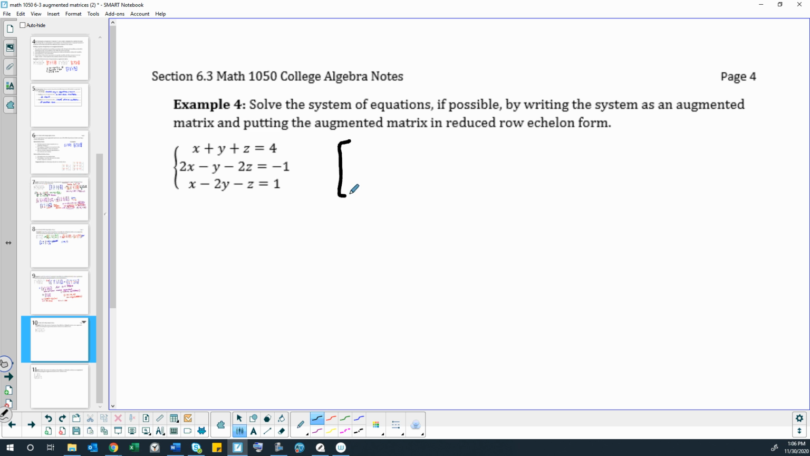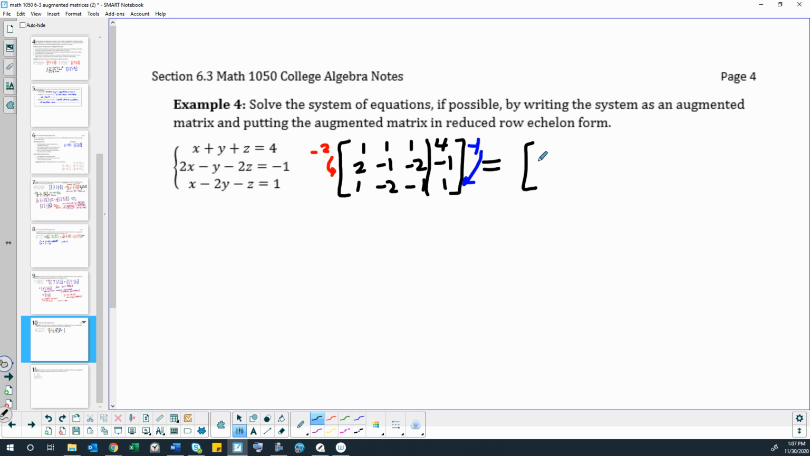So again, we're going to put this in augmented matrix form. 1, 1, 1, 4, 2, -1, -2, -1, 1, -2, -1, 1. Augment it. Alright, top corner is already a 1. So let's go ahead and multiply it by a -2. We're going to add it to that one. And then we'll multiply that row by a -1 and add it to that one. Okay, so those are the 2 things I'm going to do.